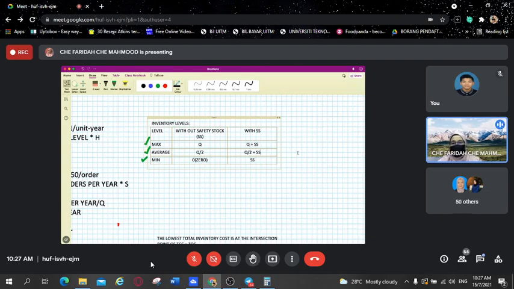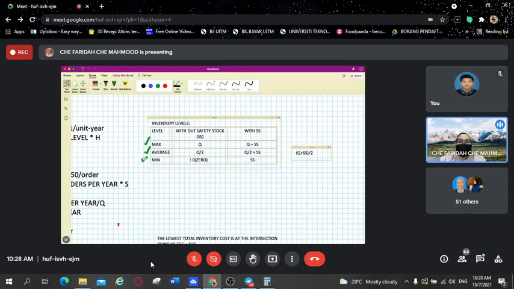Because in finance, dia macam ni. Q plus safety stock, bahagi. Plus dulu baru bagi dengan 2. Tapi kita tak macam tu. Kita tak. Ini finance, ini OM.